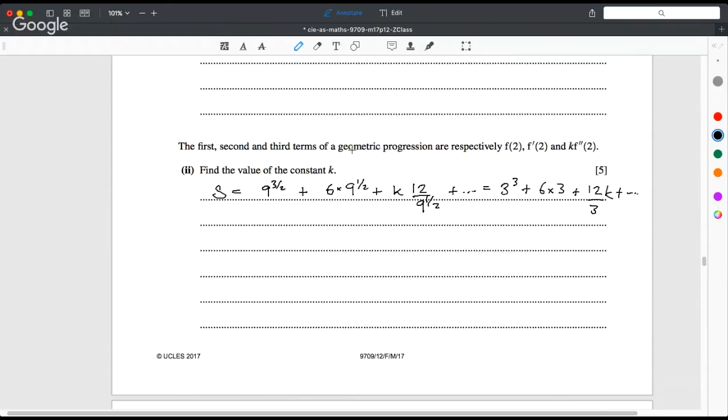And we know that it's a geometric progression, and this means that there is some initial value, a0, which is equal to 3 cubed, and that each successive term is just the previous one multiplied by something. So we know that A1 divided by A0 is equal to some constant R, which is the same thing as A2 divided by A1. So A1 divided by A0 is 6 on 9. And A2 divided by A1 is 2k on 9. And so you can see straight away that k must be equal to 3.